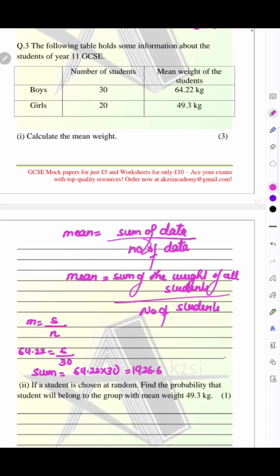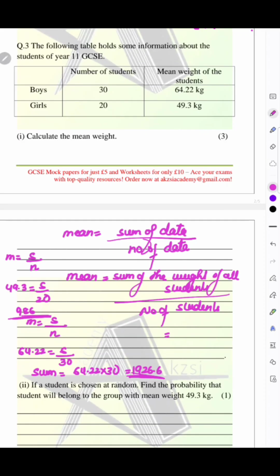Similarly, I can calculate for girls. So mean is equal to the same, sum of data over number of data. Mean for girls is 49.3, sum over number, which is 20. So 49.3 times 20 will give me 986. So the sum of the weights of all girls is 986 and for all boys it is 1926.6, which gives a total of now 2912.6.